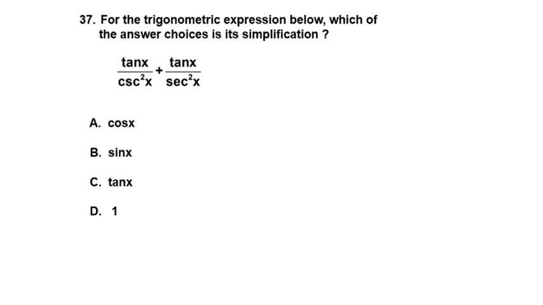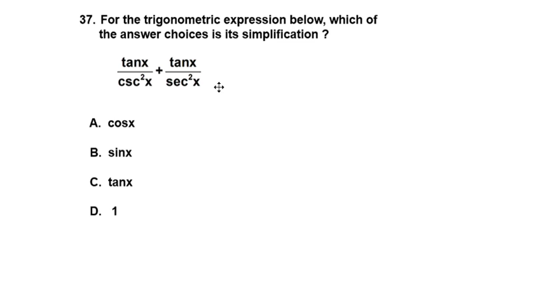Precalculus Spring 2015 ACP Study Guide, problem 37. This is a trigonometric identity problem, similar to problems 35 and 36, but a little more complicated. For the trigonometric expression below, which of the answer choices is its simplification? We have tangent x over cosecant squared x plus tangent x over secant squared x.